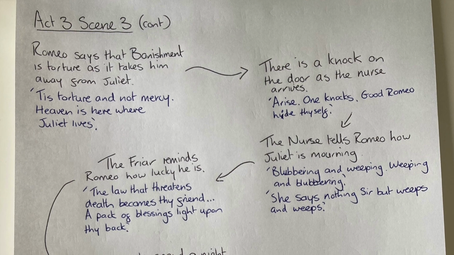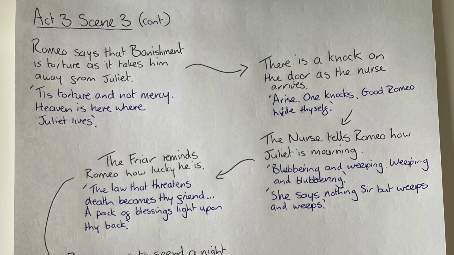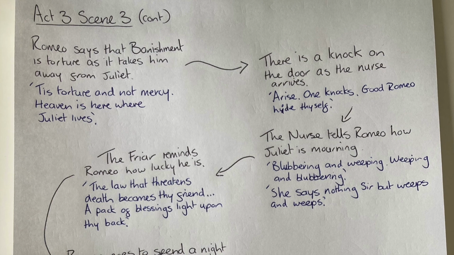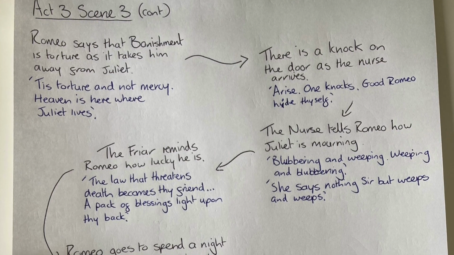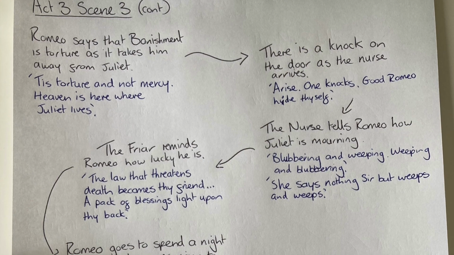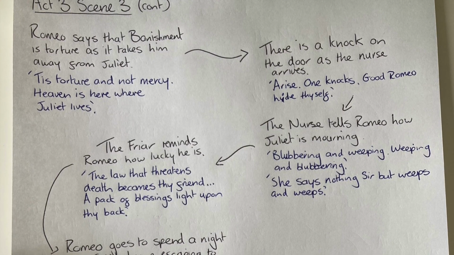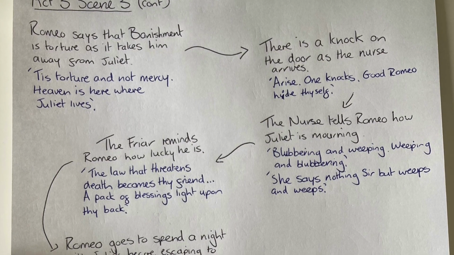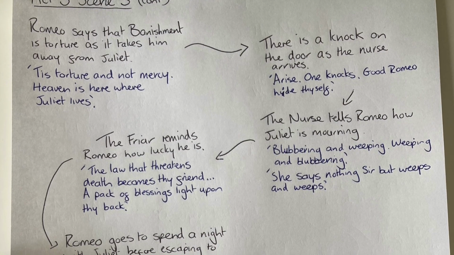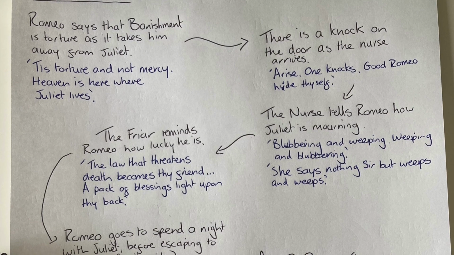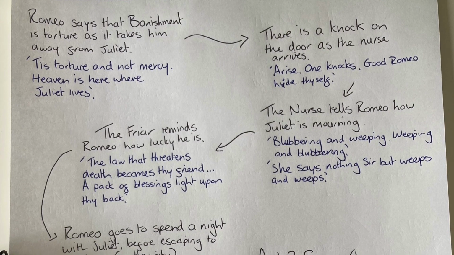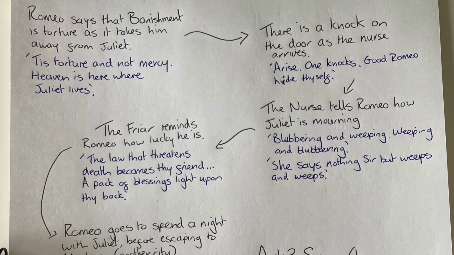So we know that Romeo is at this point having to be very sneaky. He can't be seen to be in Verona or he will be put to death, he will be punished. The nurse arrives and tells Romeo how Juliet is in a deep, mournful state. He says she is blubbering and weeping, weeping and blubbering. "She says nothing, sir, but weeps and weeps." So we have these two characters who are in complete despair at the situation they find themselves in.